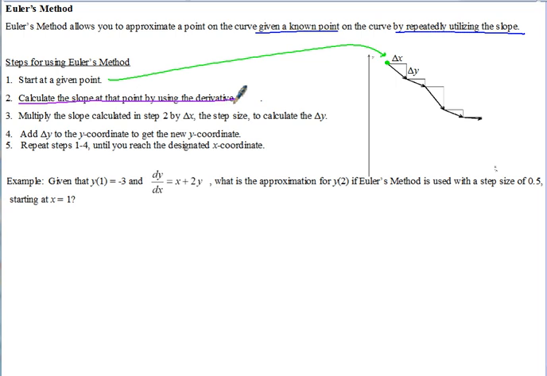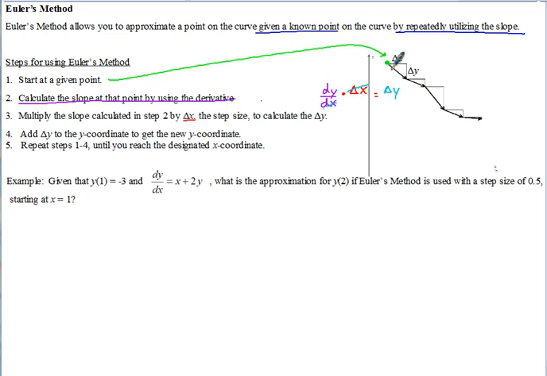And then you multiply the slope, or derivative calculated in step 2, by delta x, the step size, to calculate the delta y. So to see how this works, you take the slope, dy dx, and multiply that by the step size, delta x. What's going to happen is dx and delta x are similar concepts, except dx is an infinitesimally small change in x, and delta x is any change in x. So that's a way to reduce that, giving you not dy, but delta y, the change in the y part.